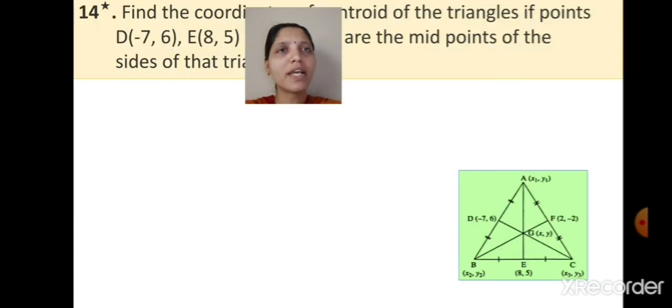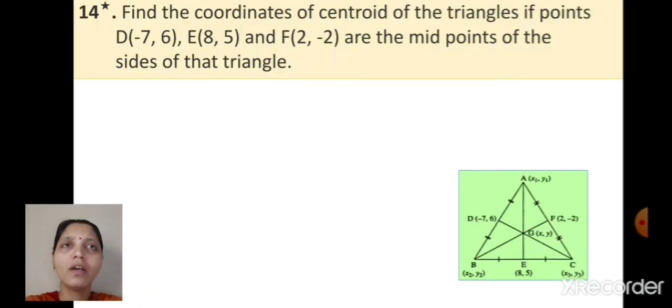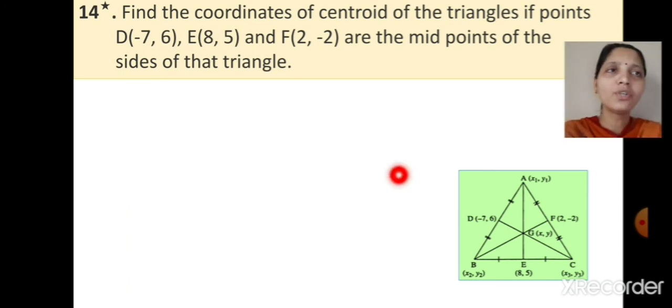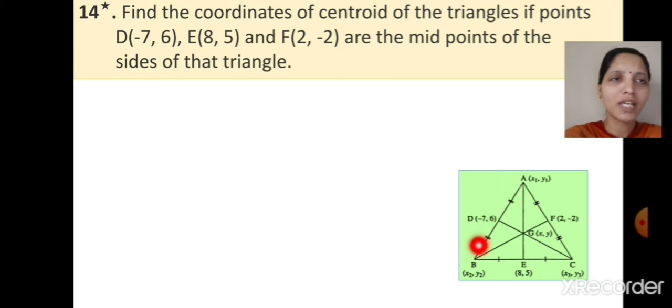Now let's move on to the next sum, 14th sum. Find the coordinates of centroid of a triangle if points D, E and F are the midpoints of the sides of that triangle. So now according to the given information, first we will draw a figure. Draw triangle ABC. Points D, E and F are the midpoints of this triangle. Okay, so point D is the midpoint of seg AB. Point E is the midpoint of BC and point F is the midpoint of AC. And G is the centroid of this triangle.